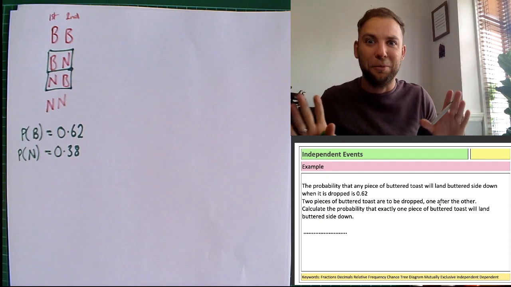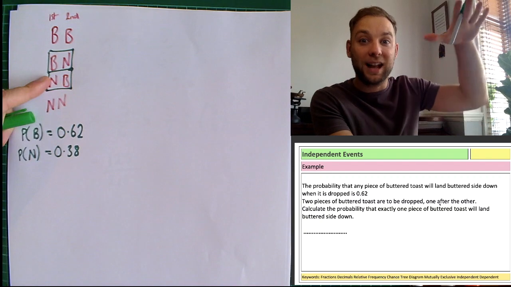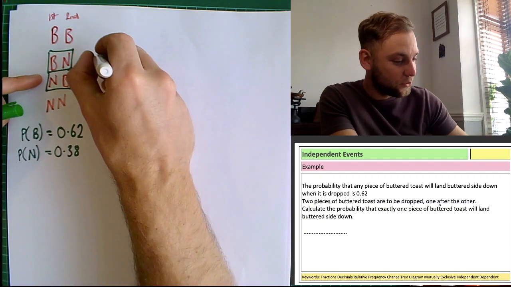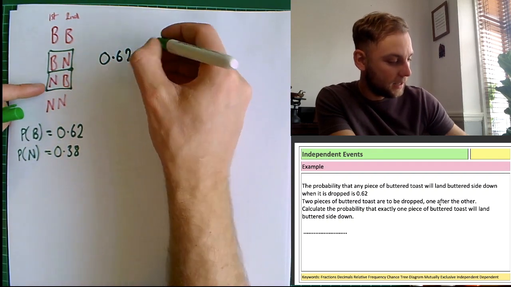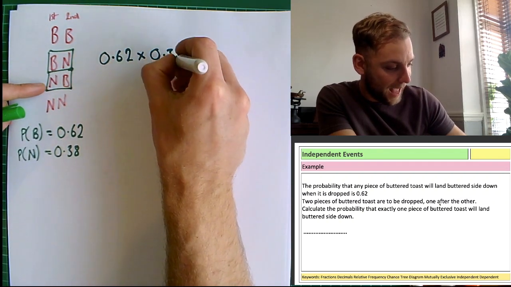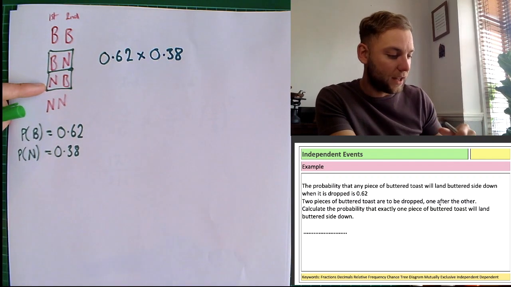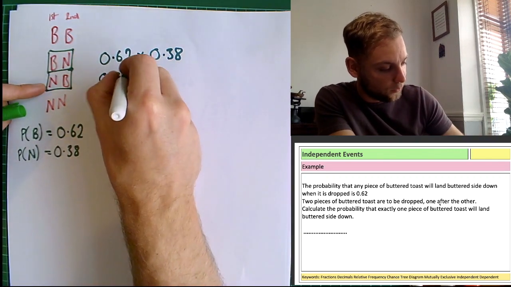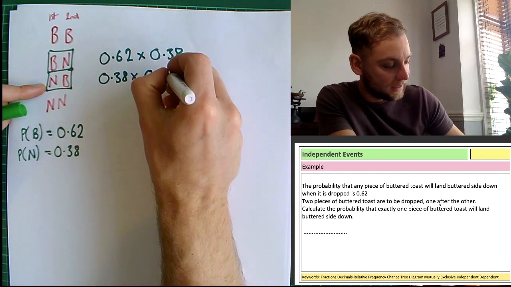It feels like I keep saying buttered side down. So what are the probabilities of having one that lands buttered side down and then one that doesn't? Well, that's going to be equal to 0.62 times 0.38. Brilliant. Okay. Then we need to work out the probability that it doesn't land buttered side down, which is equal to 0.38, times the probability that it does, which is equal to 0.62.